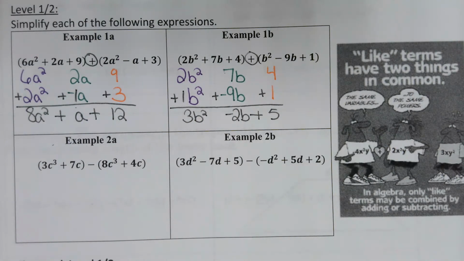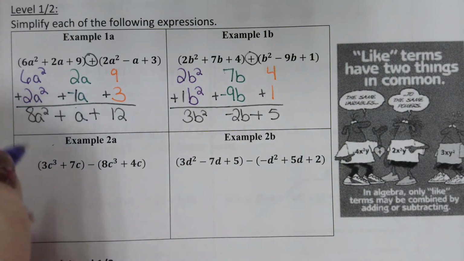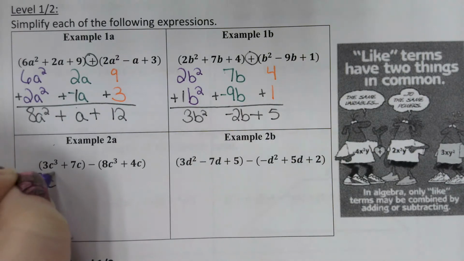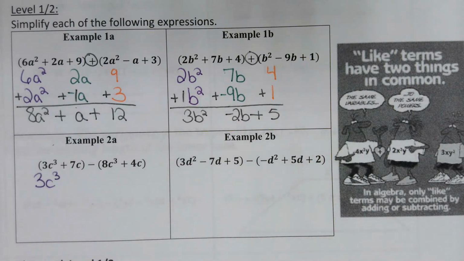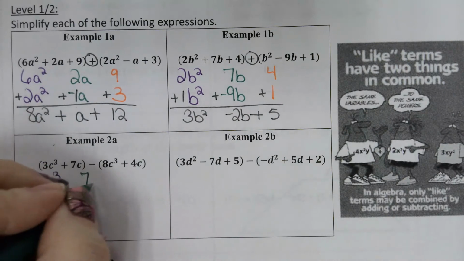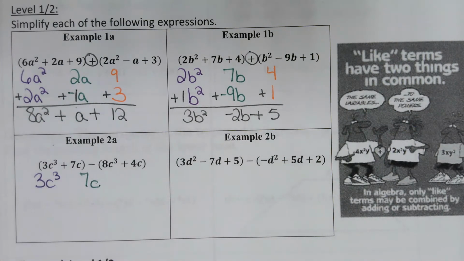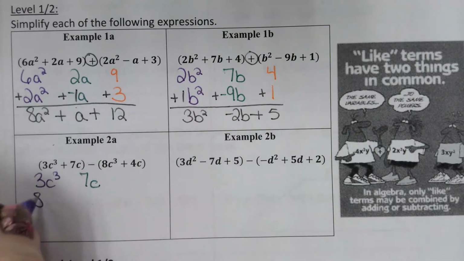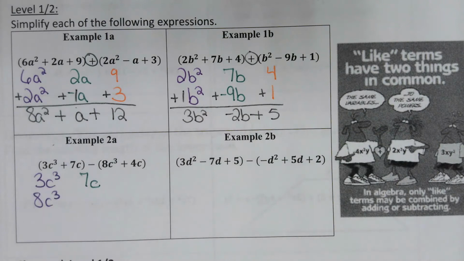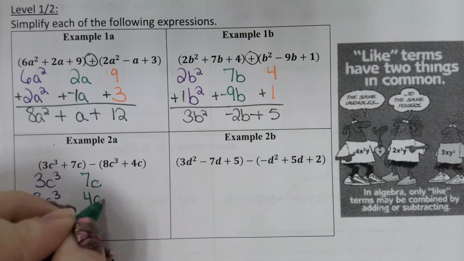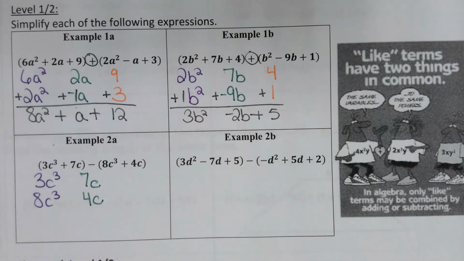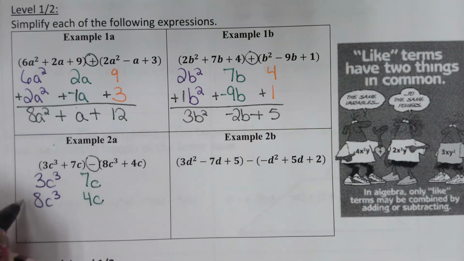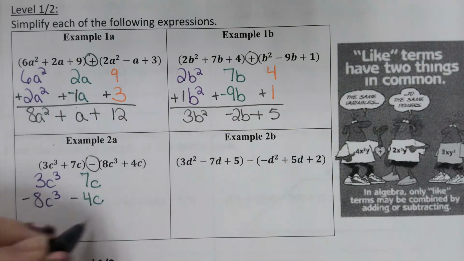Let's take a look at what subtraction looks like. We have 3c cubed. And then there's a 7c. In the next polynomial, 8c cubed would need to be lined up underneath our previous c cubed term, and then 4c is going to go underneath our c term. We are subtracting this time, so a subtraction sign is going to go in front of each of the symbols.